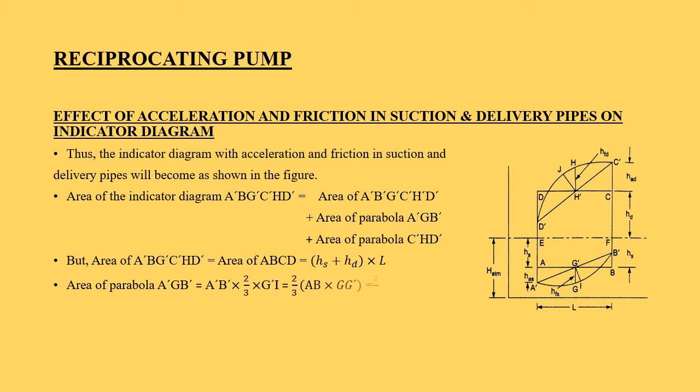Now area of the parabola A dash G B dash is equal to A dash B dash into 2/3 of G dash I, which can be rewritten as 2/3 AB into GG dash, so that we can write 2/3 into L into HFS.